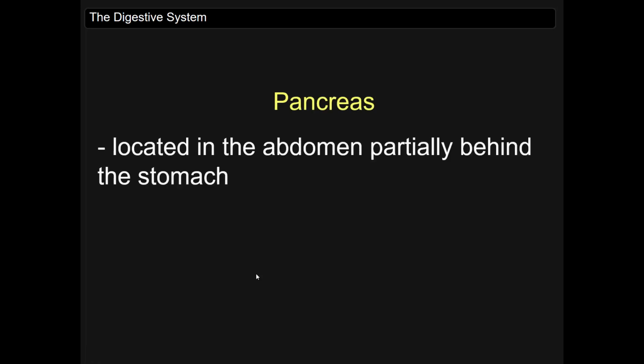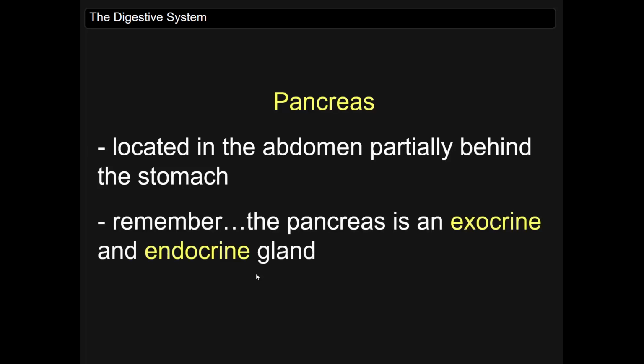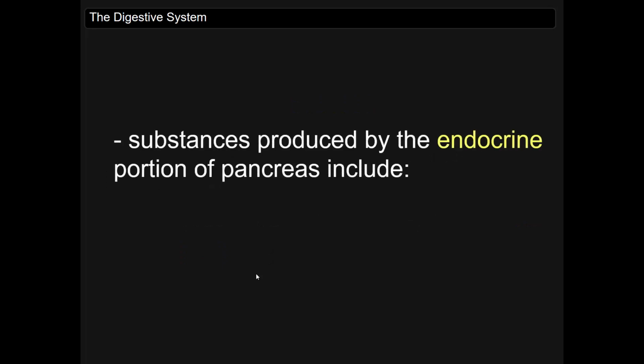All right, pancreas real quick is something you've already seen. You found it behind the stomach. It is a gland that has both exocrine and endocrine functions. You've talked about the endocrine functions. You know what that part is. So let me just ask you, the endocrine portion produces what?